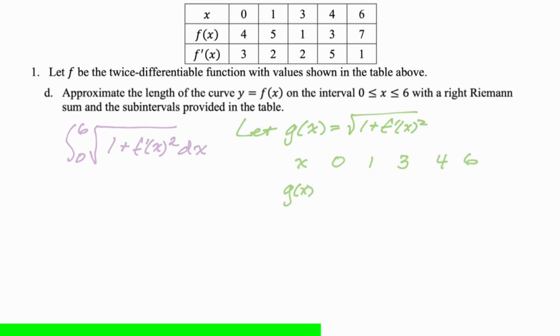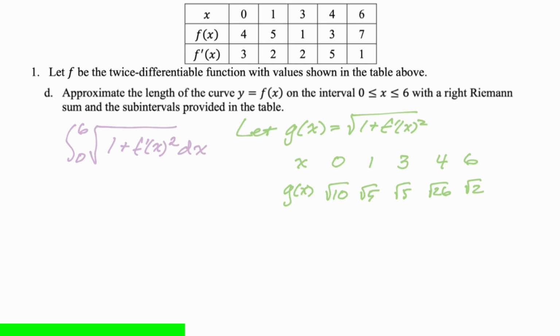So we have 0, 1, 3, 4, 6. And then what we're going to do is figure out the value of g of x, which is 1 plus the value of f prime squared, and then the square root of that. So at 0, we're going to do 1 plus 3 squared, which is 10, and then the square root of that. So we get square root of 10. Then we'll do it at 1. It's 1 plus f prime, which is 2, so 2 squared is 4. So 1 plus 4 is 5, square root of that. And then we'll do it for the rest of them, which gives us another square root of 5, a square root of 26, and a square root of 2.